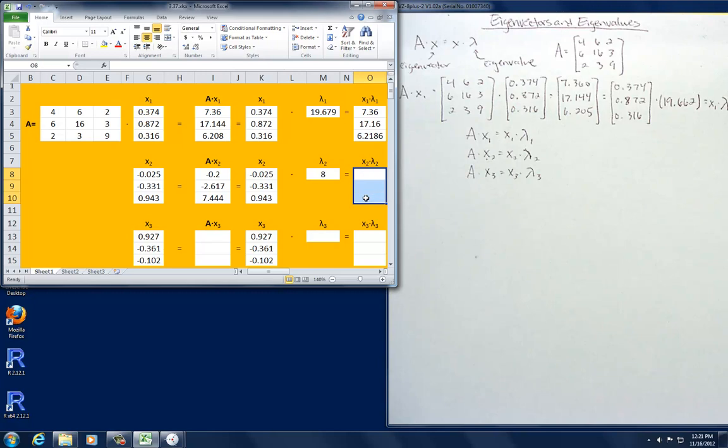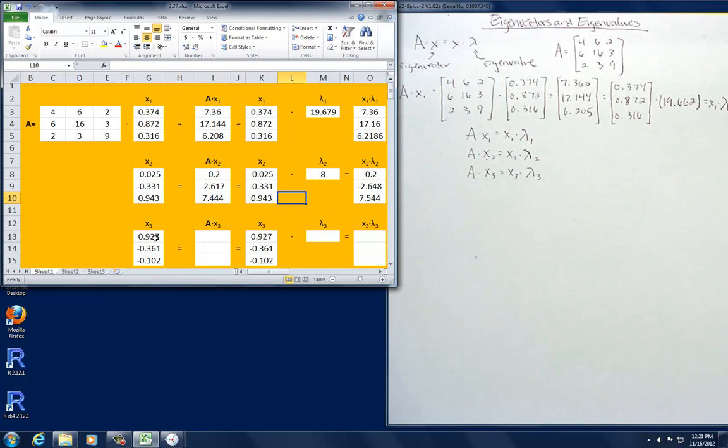And then lastly here, we can do some more matrix multiplication, or more multiplication here. We're going to take our eigenvector, multiply it by the constant, and we should get the same thing as we have here, which is pretty much the same thing. Obviously it's rounded a little bit differently.